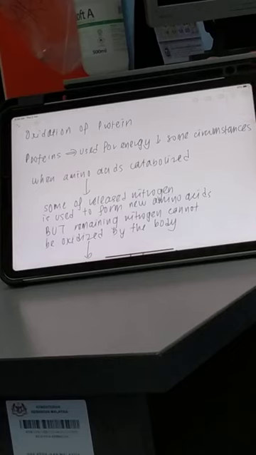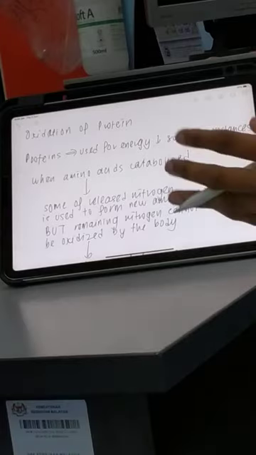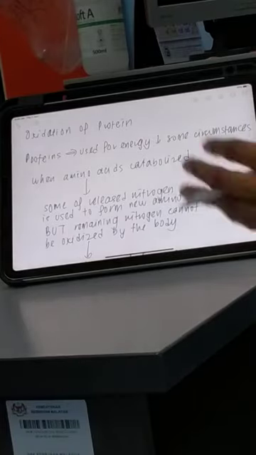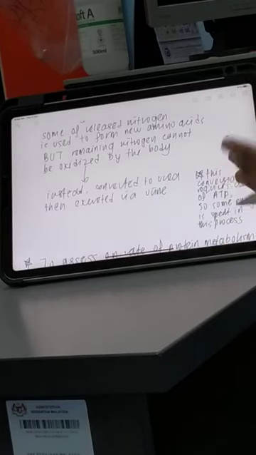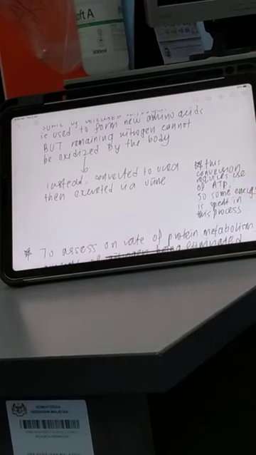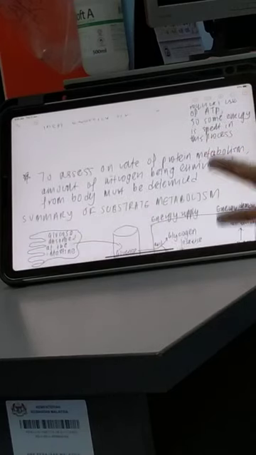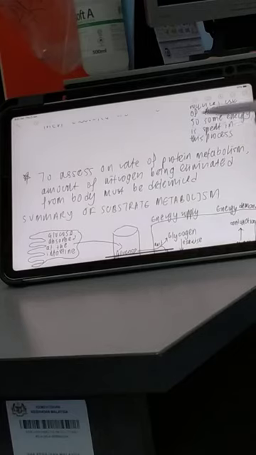So they cannot be oxidized. The nitrogen cannot be oxidized. So they can only change to amino acid or produce a new amino acid. So what will happen is that it will convert to urea and then be excreted via urine. This conversion will require the use of ATP, so some energy will be spent in this process. To assess the rate of protein metabolism, the amount of nitrogen being eliminated from the body must be determined.